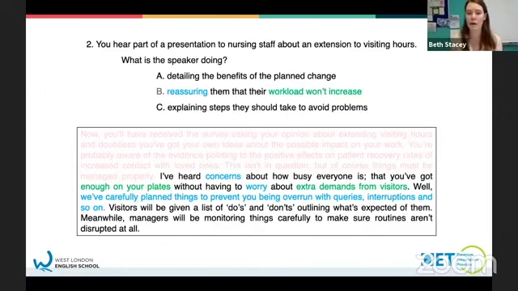So reassuring them that their workload won't increase. And here it says that idiomatic phrase, you've got enough on your plates without extra demands from visitors. Now, if you've got enough on your plates, it means you've already got a lot to do, so you don't need extra demands. We've also got the word busy. I've heard concerns about how busy everyone is, so we know that they already have a high workload. So B is our answer because of everything already mentioned here.